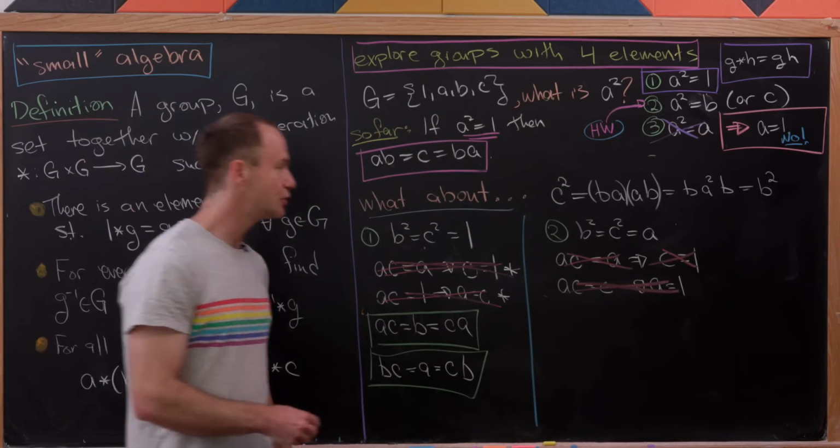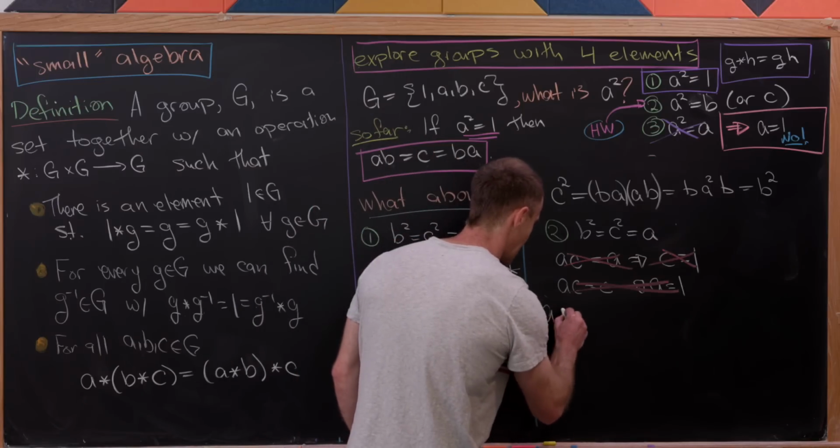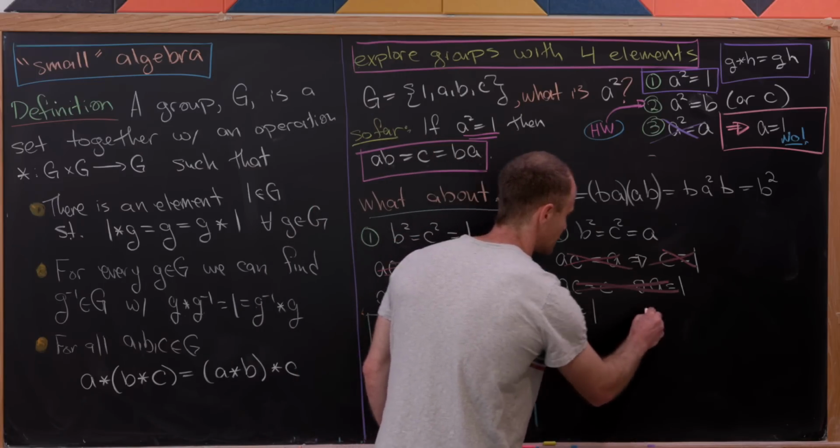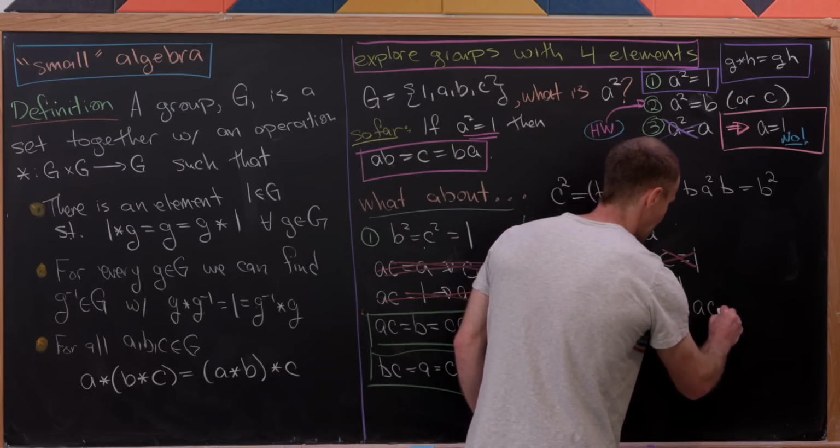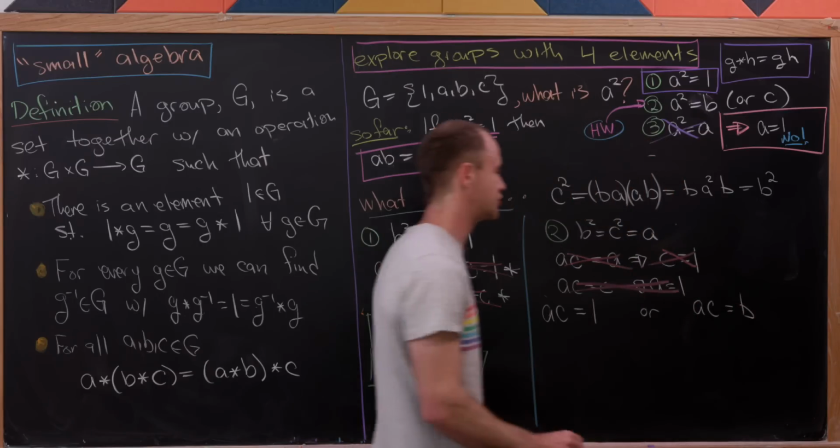But that gives us two possibilities. We could have a times c equal to 1, or we could have a times c equal to b.